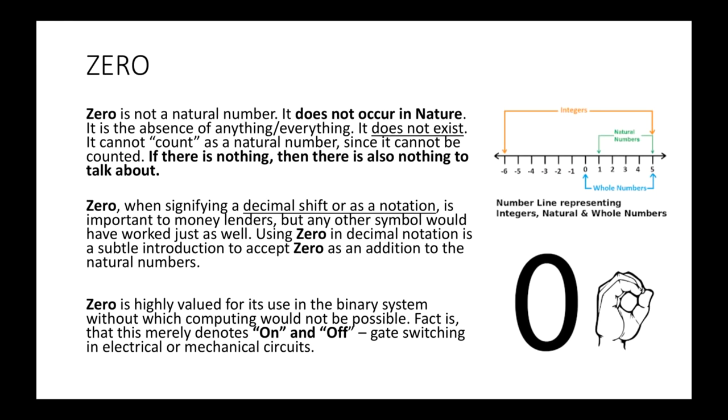Now, zero, when signifying a decimal shift or in a notation, is certainly important to moneylenders and other special interest groups, but any other symbol would have to work just as well. So using zero in decimal notation introduces us to the idea of zero as an additional number, but it's not a natural occurrence. Now, some might argue that it's highly valued for its use in the binary system, without which computing would not be possible. But the fact of the matter is that it's just an on and off switch, right? For gate switching in electrical or mechanical circuits. It's not a thing in itself.